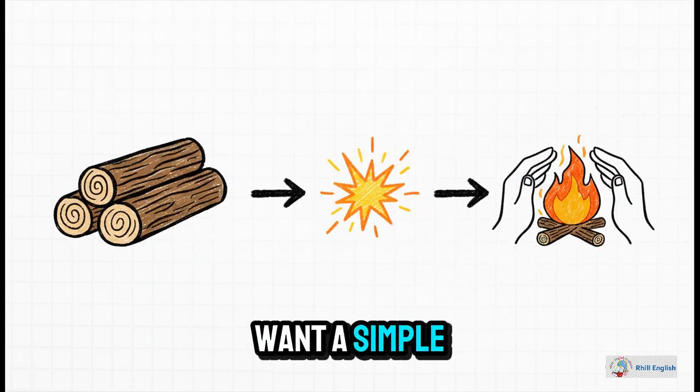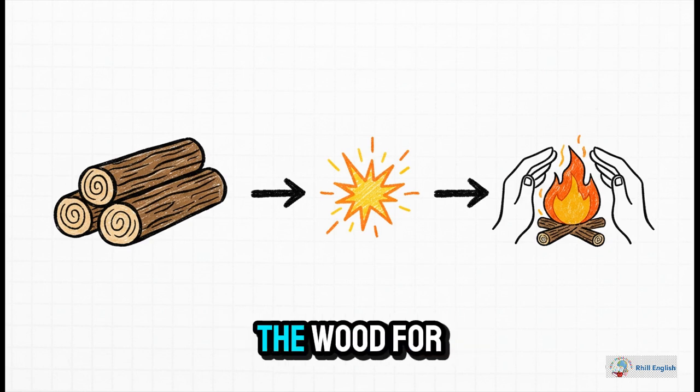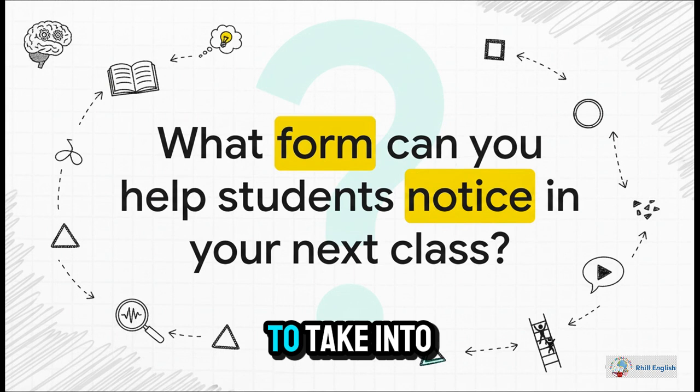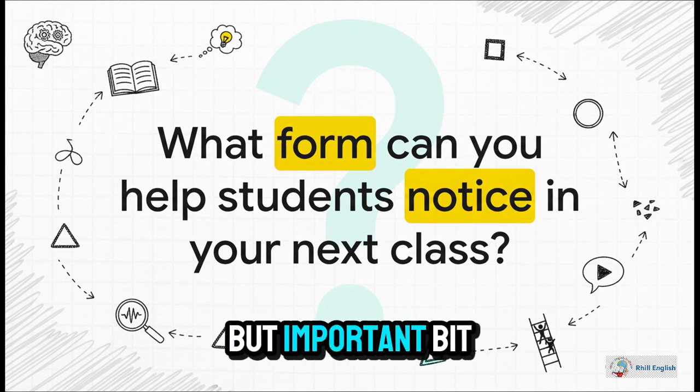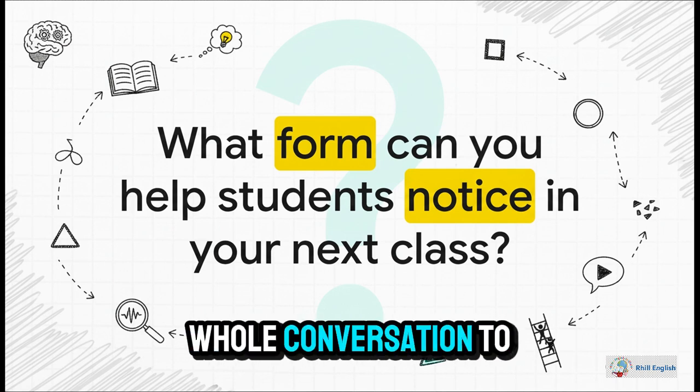So if you want a simple way to remember it all, think of it like this. Exposure is the fuel, the wood for the fire. Noticing is the spark that gets it all started. And our job when we use focus on form is to gently fan that flame and help it grow into real, confident language use. So I'll leave you with this question to take into your own teaching. In your next class, what's one small but important bit of language you can help your students notice without grinding the whole conversation to a halt?